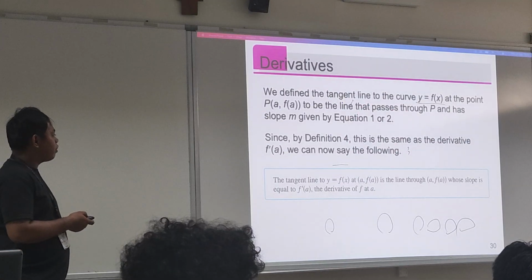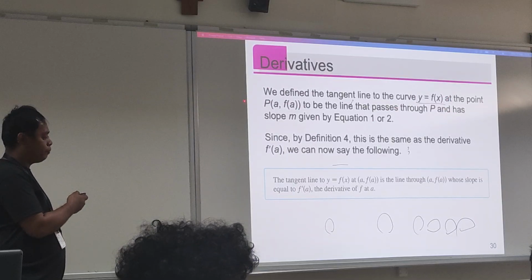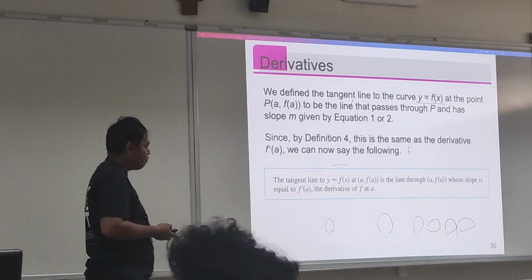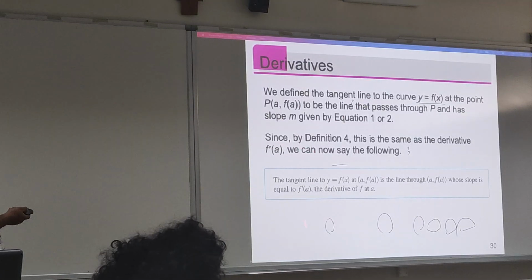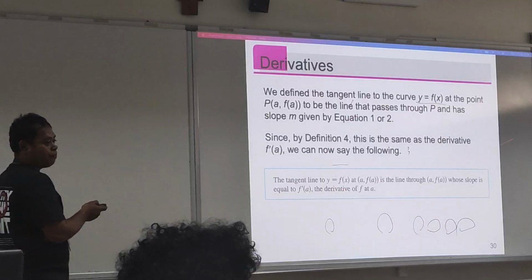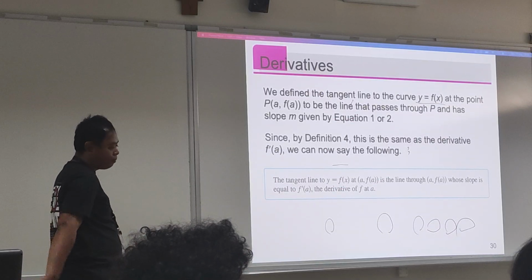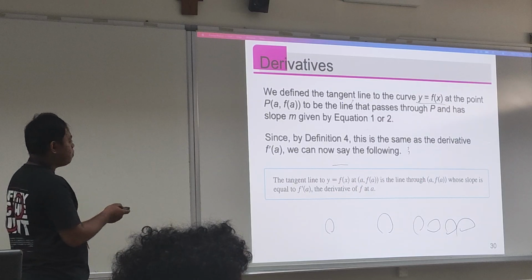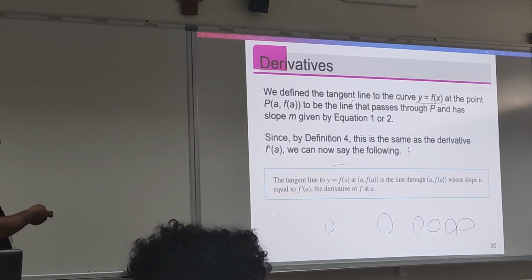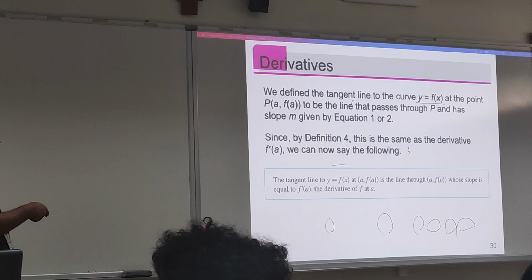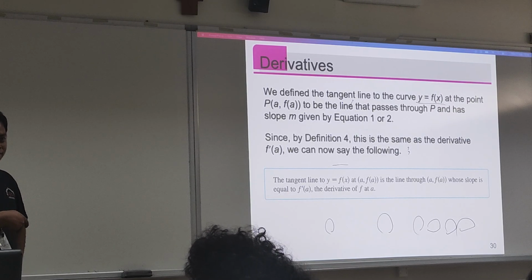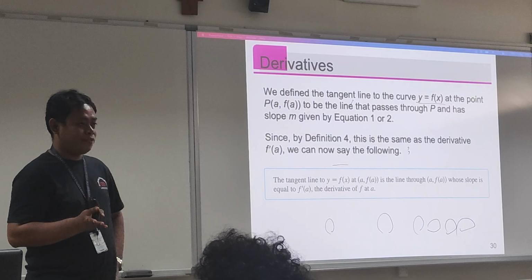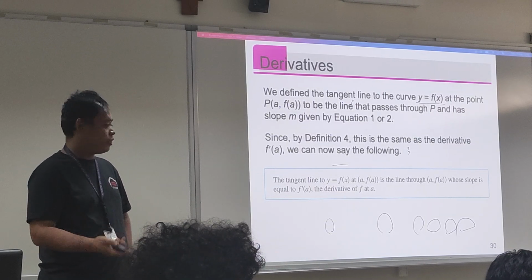In particular, we can define the tangent line to the curve of this given function at the point P(a, f(a)) to be the line that passes through point P and has slope given by equation 1 or 2. So since by definition 4 this is the same as the derivative f prime of a, we can now say the following: that the tangent line to y equals f of x at this given point is the line through (a, f(a)) whose slope is equal to f prime of a, which is the derivative of f at a. So this is the final relationship between slope and derivative. The same goes for velocity.